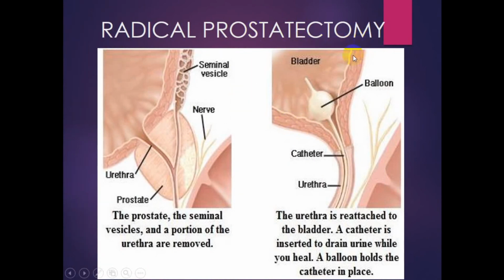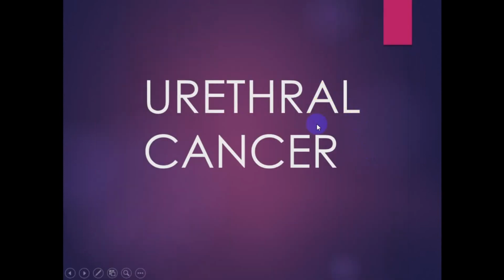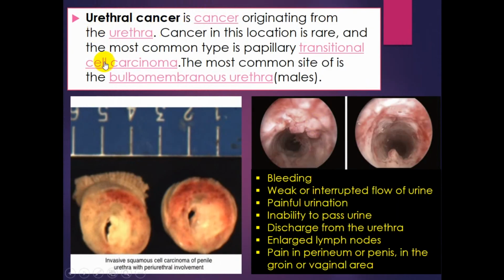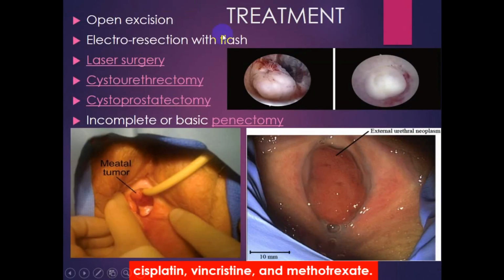Radical prostatectomy can be provided, so you can see a bladder without the prostate. It can be open or laparoscopic. The next and last one is urethral cancer, which may occur in different locations in men and women. Here you can see that symptoms are different, from bleeding to pain and inability to pass urine. Treatment may be open excision, laser, or penectomy in men. Certain drugs can also be used.